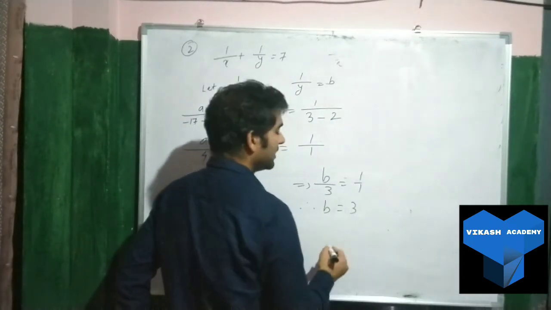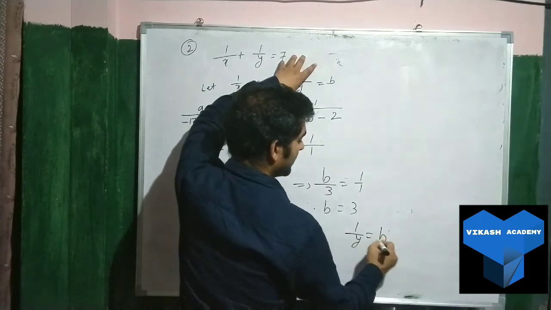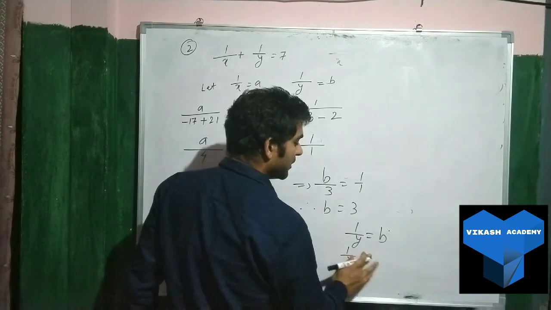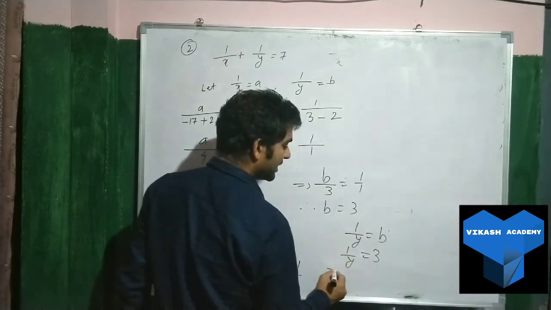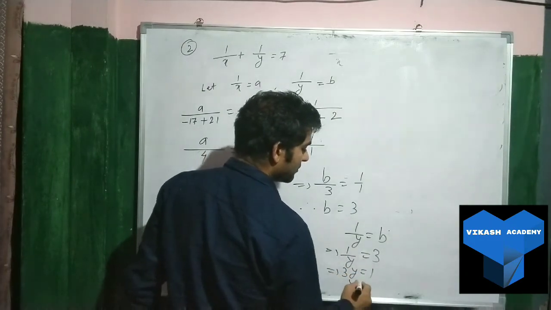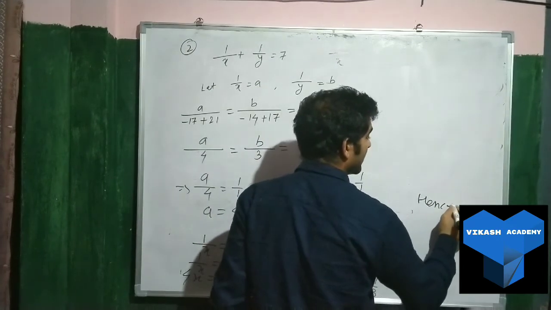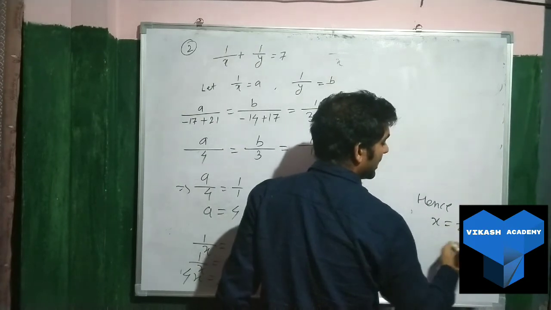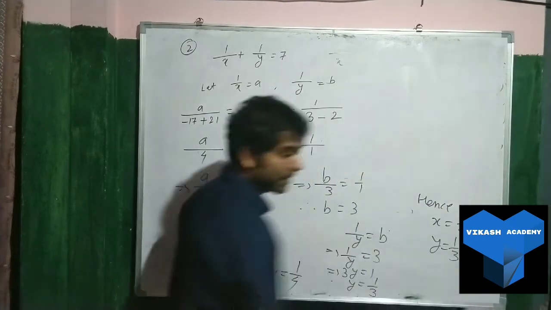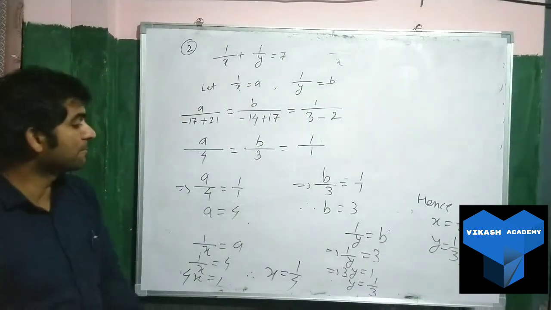Now let us find the value of Y. We know 1 by Y is B. Put the value of B. 1 by Y will be 1 by Y. Value of B we have is 3. Cross multiply, you will get 3Y is equal to 1, or Y is equal to 1 by 3. So you can write the conclusion, hence X is equal to 1 by 4 and Y is equal to 1 by 3. So these two are our answer for question number 2, subdivision 1: 1 by 4 and 1 by 3.